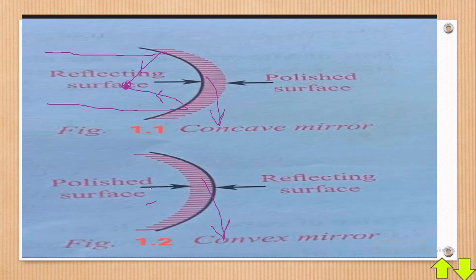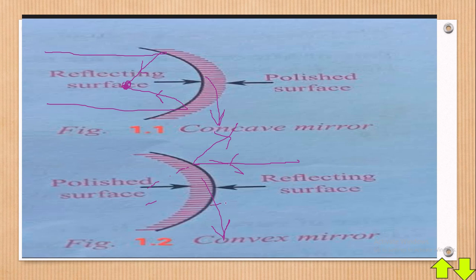Now, look into this. What if the rays come from far away and are incident on this mirror? When the ray is coming like that, it will be diverged away in that direction, and it appears to be coming from a certain point there like that.